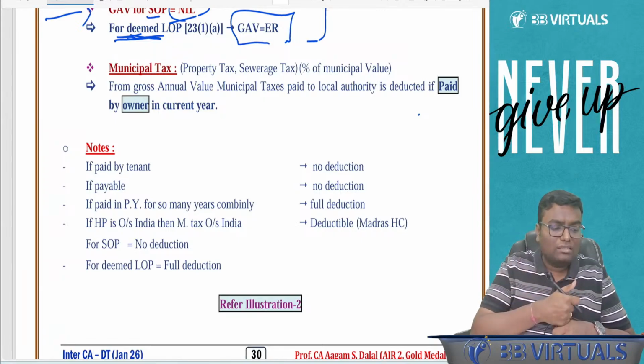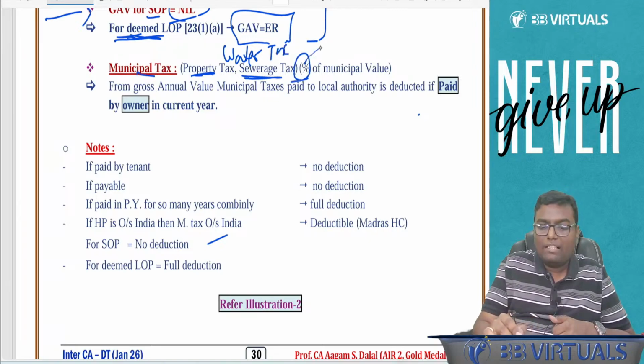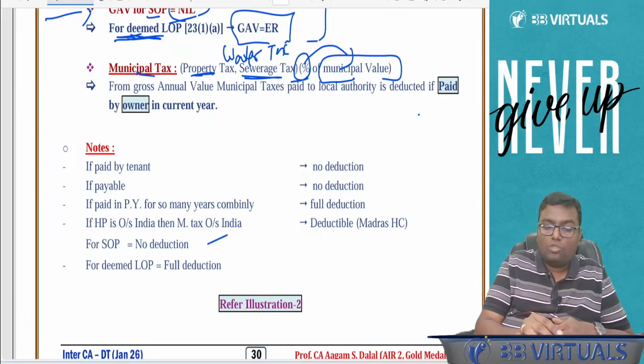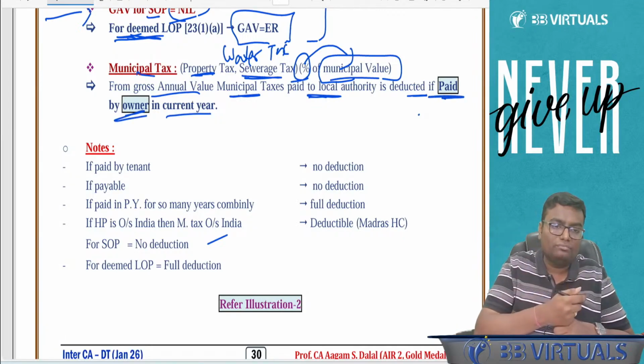See, what all is the coverage of municipal tax? First of all, municipal tax, property tax, sewage tax, comma, you can add water tax. If it is a percentage, that percentage is always of what? Municipal value. Acha, from gross annual value, municipal tax paid to local authorities is deducted if it is paid by the owner in the current year, that is, during the previous year.